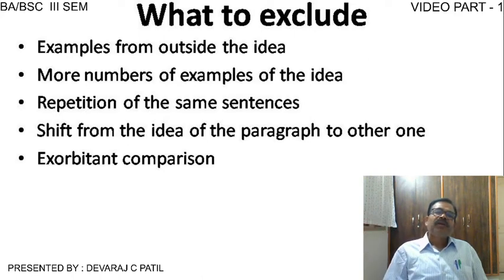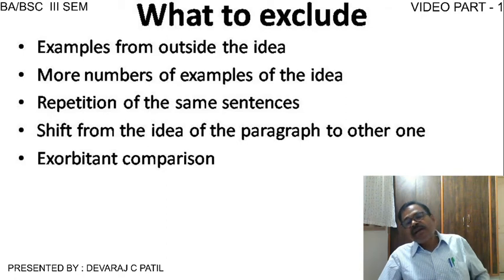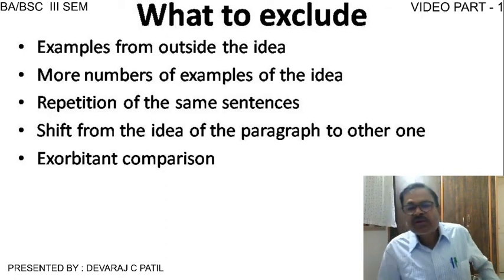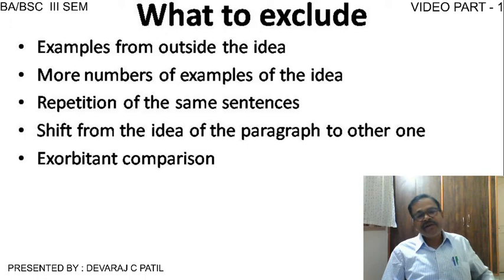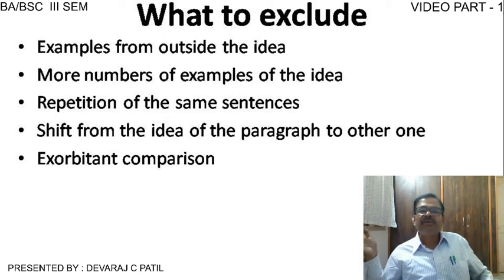For example, examples from outside the idea, some examples which are not at all concerned with the idea should be avoided. And then, in a paragraph, if an idea or a topic is to be dealt with, a very limited number of examples should be taken. The large number of examples used in a paragraph will be filled with only examples rather than ideas, rather than justification, rather than assertion. So that is also not a good paragraph.